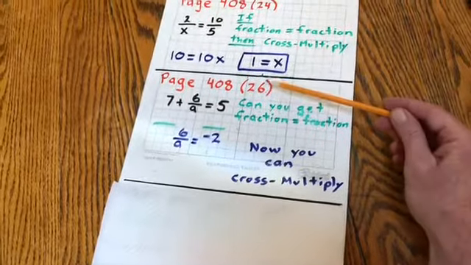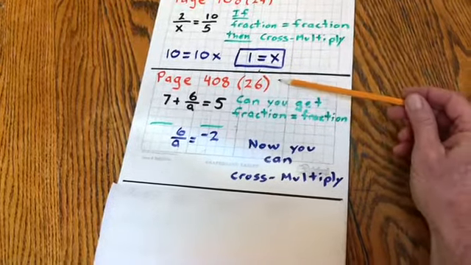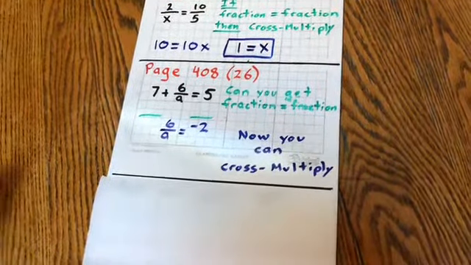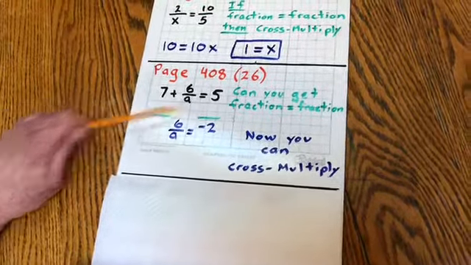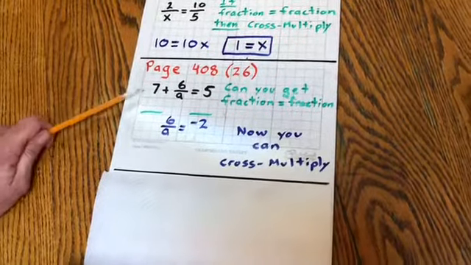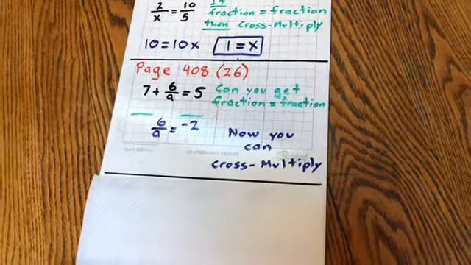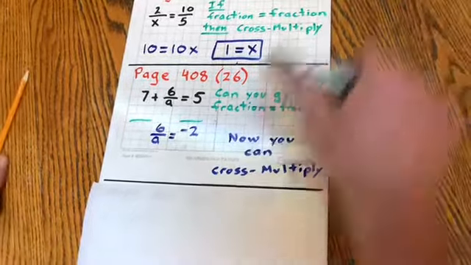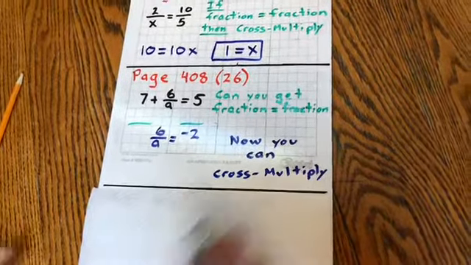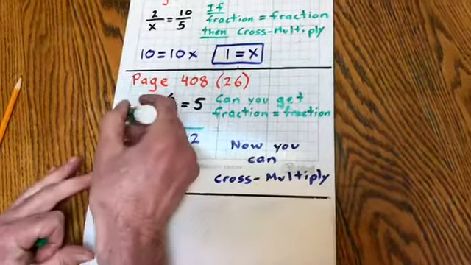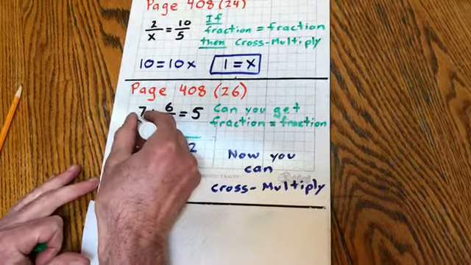Also on page 408 is problem 26, which doesn't look like a fraction equal to a fraction, does it? There's this extra piece. But look for shortcuts. We can turn this into a fraction equals a fraction. Look at this clever trick.